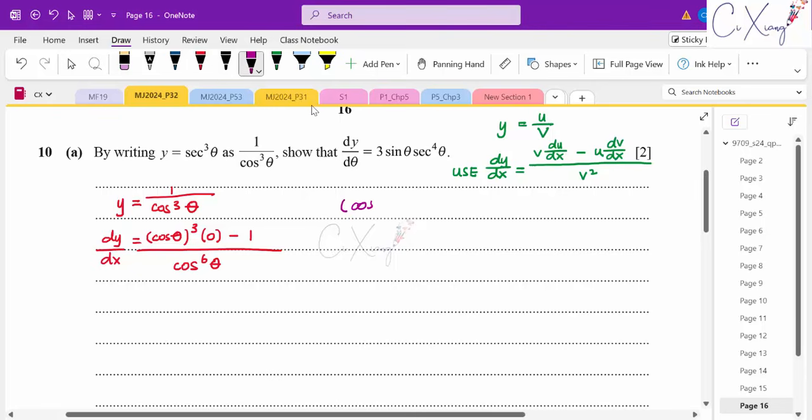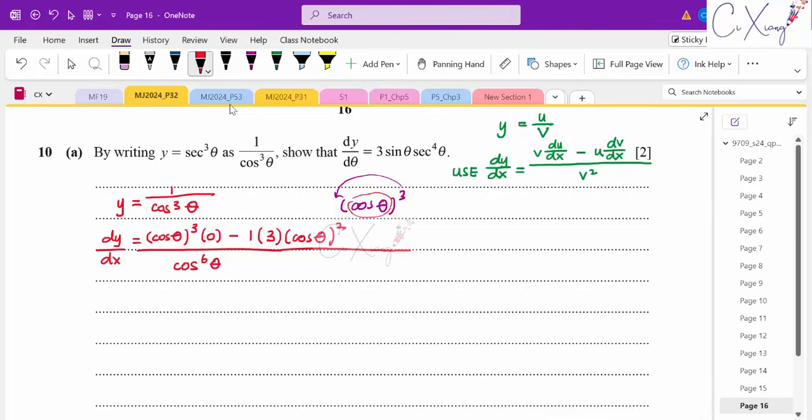So how to differentiate cos power 3 theta? It can be written as cos theta power 3. According to what we learned previously, you have to pull the power in front, so you have a 3. After that, copy the bracket, power minus 1 becomes a 2. Not completed yet, because you have to differentiate the thing inside the bracket, the inner part. Differentiate cos theta: differentiate cos, you have negative sine, so negative sine theta.